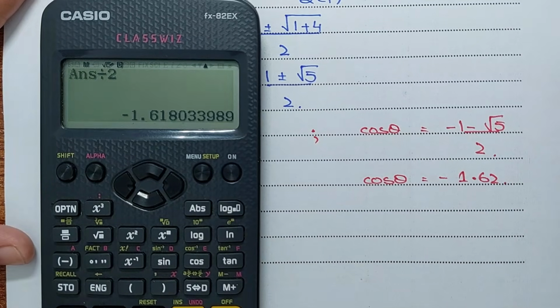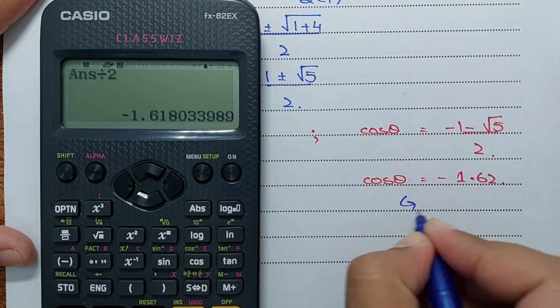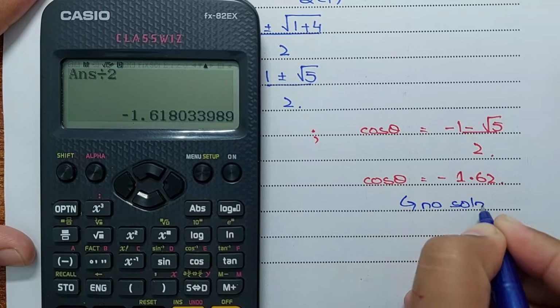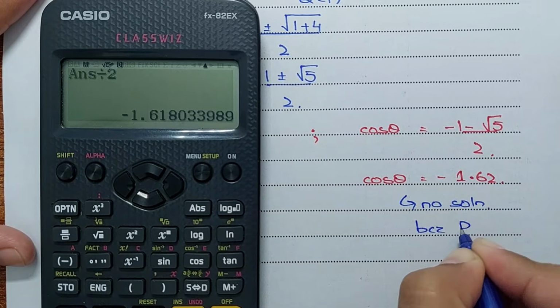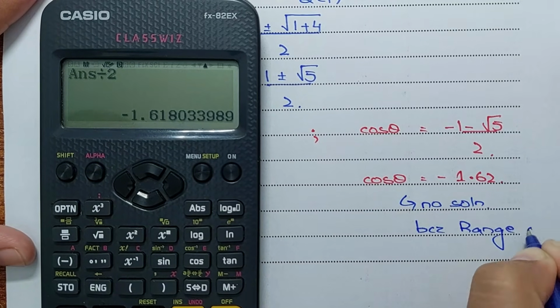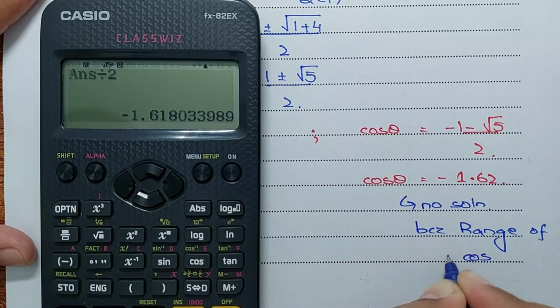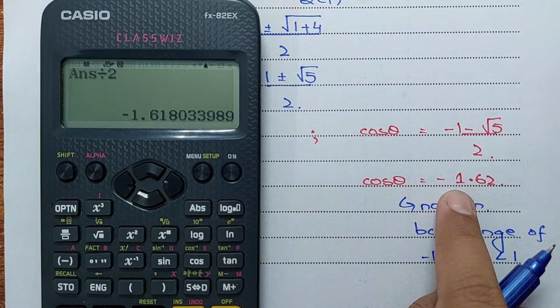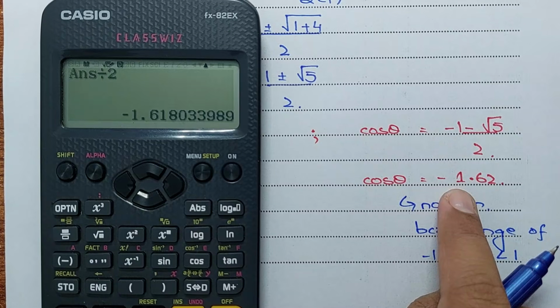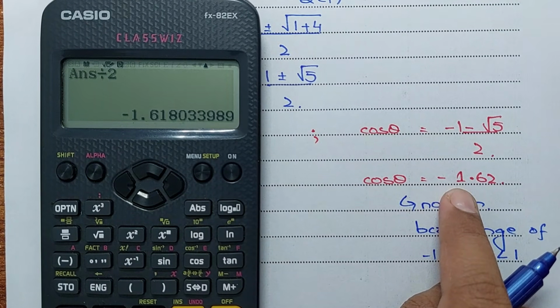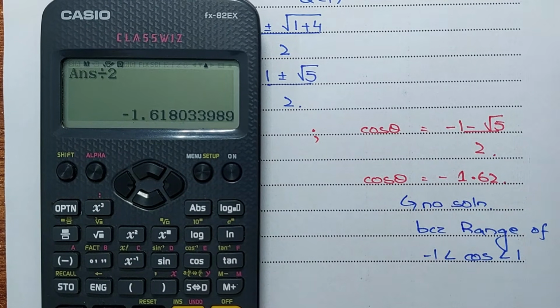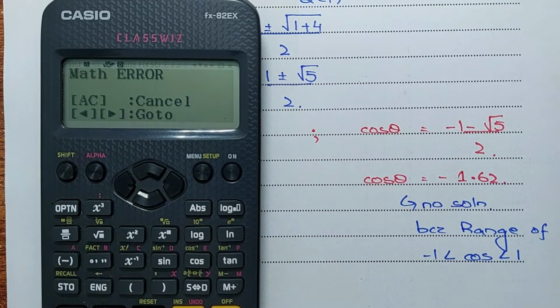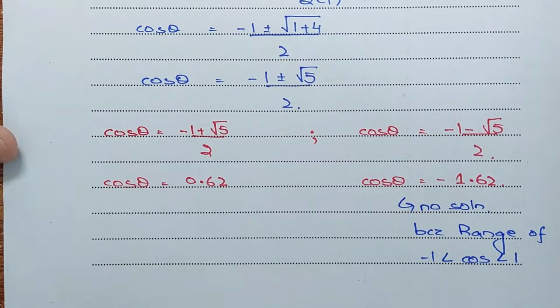Okay, so from here we have no solution. Why do we have no solution? Because the range of cosine is between minus 1 and plus 1, and this value is less than minus 1, so minus 1.6, if we round it, is minus 2. So we have no solution, or you can also check what is cos inverse of this. So it has no solution, right? So we have only one solution from here.